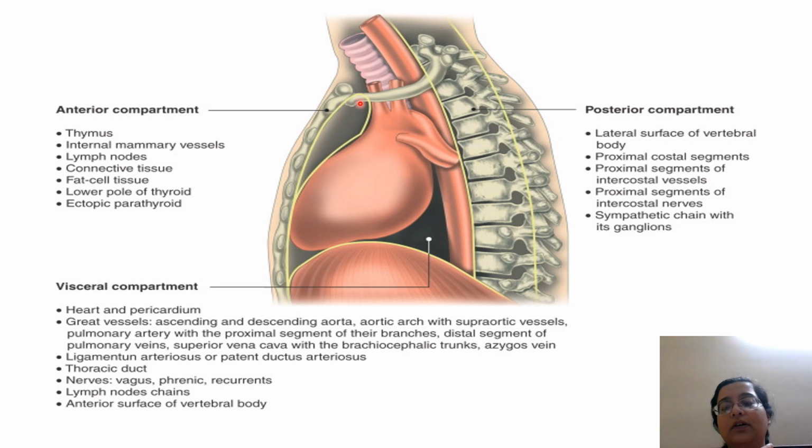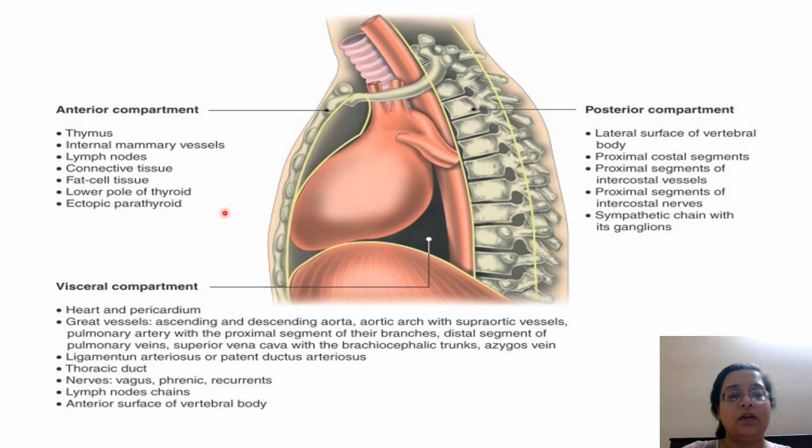The common organs that you encounter are the thymus, the mammary vessels, the lymph nodes, of course fat and connective tissue, then the lower pole of the thyroid, and then the ectopic parathyroid if it might be present. There are nerves, vessels, a lot of them. You need to just remember the important ones, so that you can find the tumor. Once you remember that this organ is in this part, then of course the tumor of that organ will be in that part.